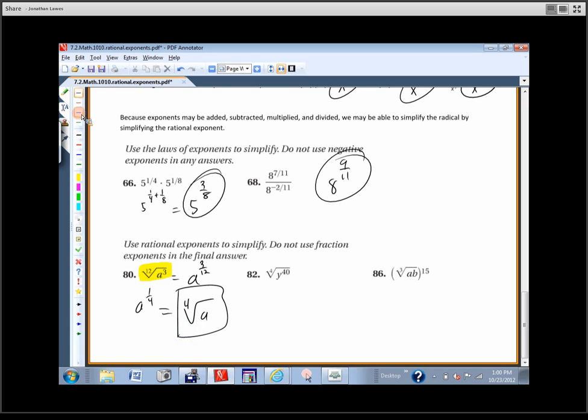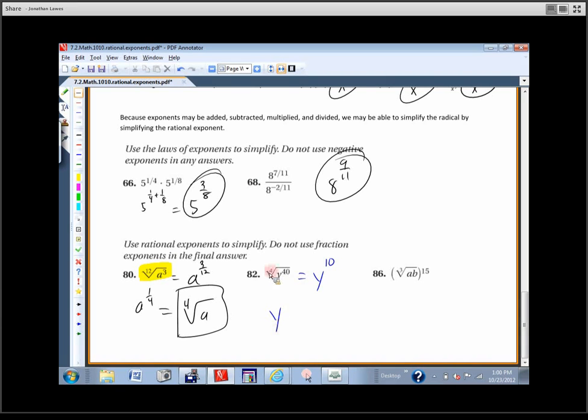So let's take a look at this guy right here. 4th root of y to the 40th. It's a 4th root. We're looking for groups of how many? Groups of 4. How many groups of 4 do we have? 9. No, 10, right? So the answer should be y to the 10th. Does everybody agree that even using the rules that we learned yesterday, this is going to be y to the 10th? Okay, watch what happens if we write it with a fractional exponent.